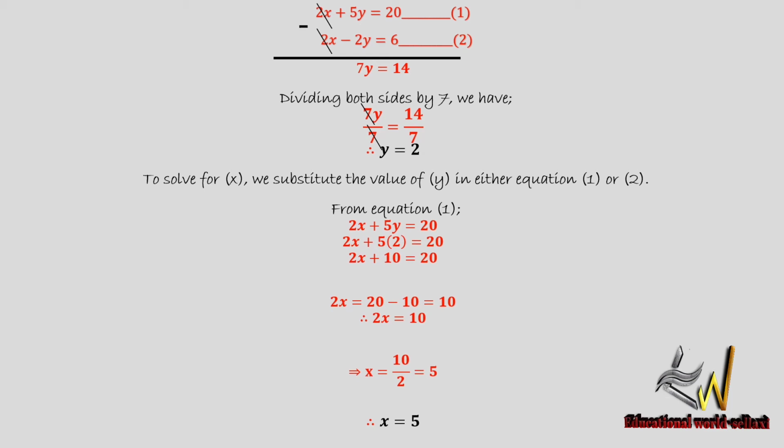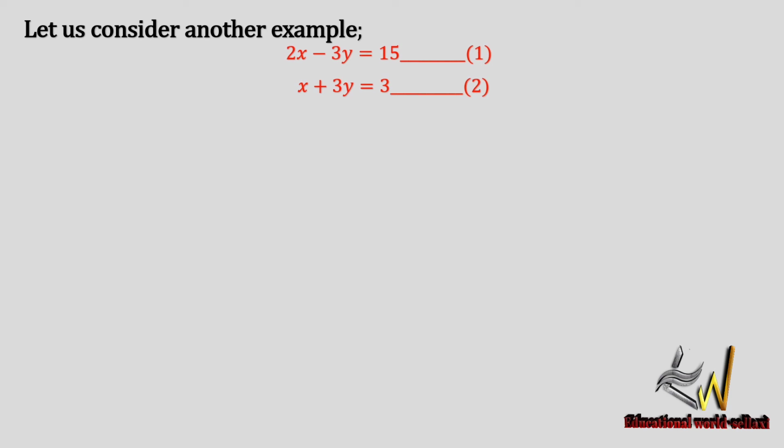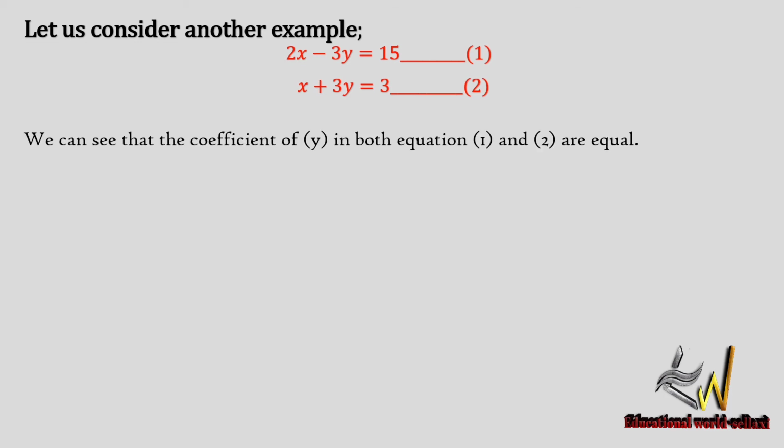So we've been able to solve the two equations simultaneously. We will look at another example. In this example, we have 2x minus 3y is equal to 15 and x plus 3y is equal to 3. We can see that the coefficient of y in both equations 1 and 2 are equal, so I will choose to eliminate y here.